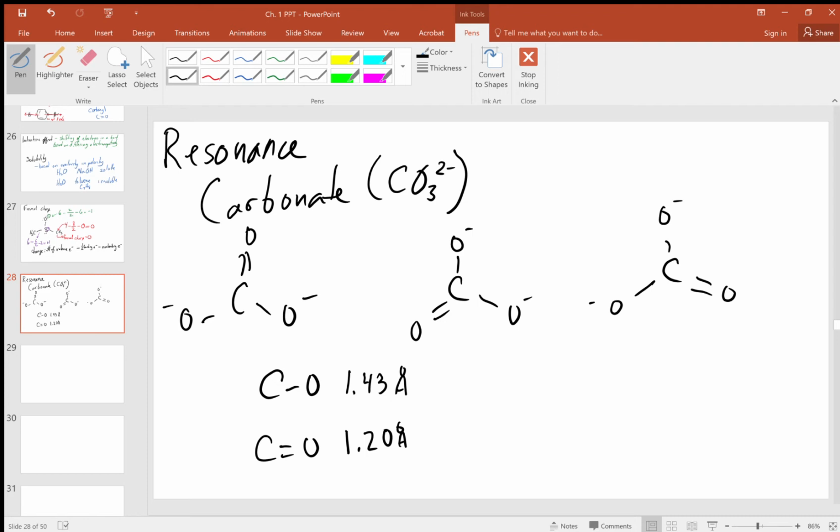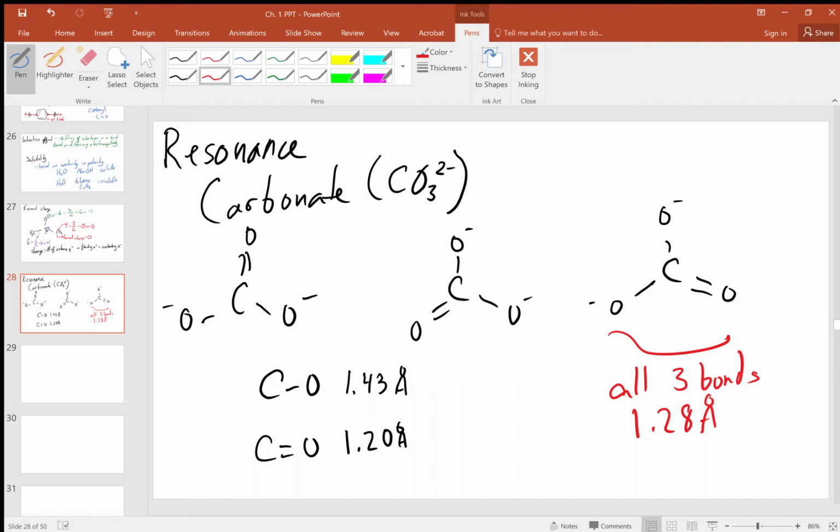But for carbonate, all three bonds are about 1.28 angstroms. So what that suggests to us is that all three bonds in carbonate are, first of all, the same, but they're also stronger than a single bond because the bond length is shorter, but they're weaker than a double bond because the bond length is longer. So what do we have going on here?